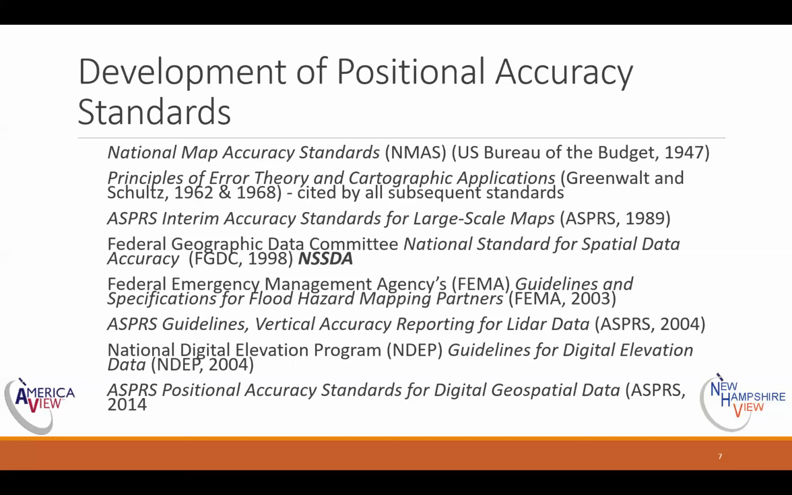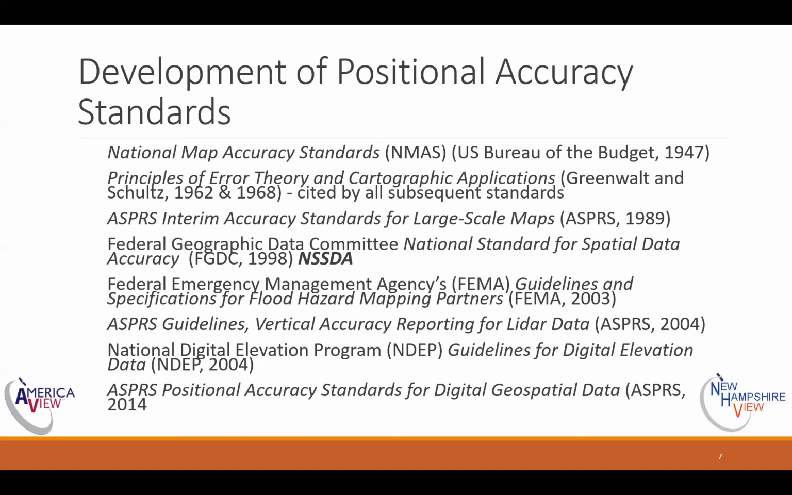And then in 1998, there's a committee called the Federal Geographic Data Committee, FGDC, and that committee still exists today. It's a combination of a whole bunch of federal agencies that get together, and they came up with a national standard for spatial data accuracy, and that's called NSSDA, and that's still the standard that's adopted in the United States today, although there's been lots of things written about it since then.